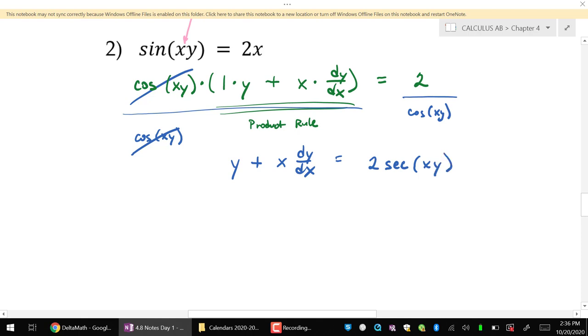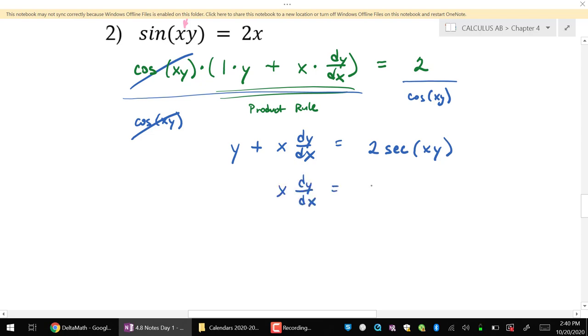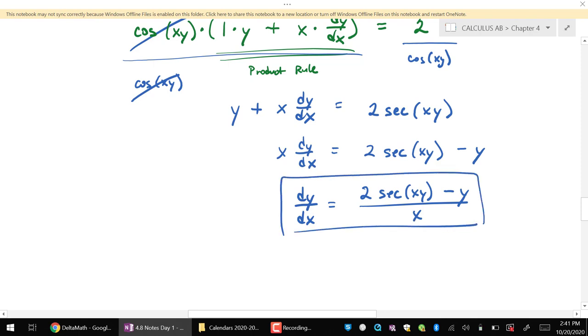So then subtract y would be the next step here. And then finally, to solve for dy dx, let's divide everything by x. So it's going to be kind of an interesting looking formula. dy dx equals 2 times the secant of x times y minus y, all in the numerator, and that's going to be divided by x. And that's my formula for the derivative dy dx.